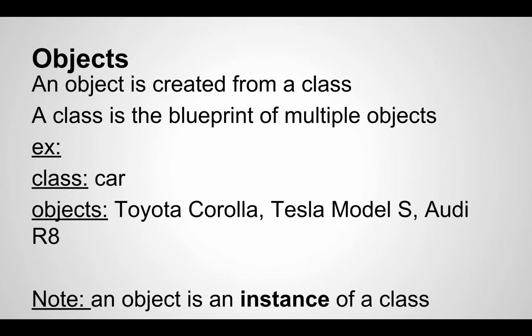Now, here is an example. The class called car. Different objects that have been instantiated from this car are the Toyota Corolla, the Tesla Model S, the Audi R8, and so on. As you can see, obviously all of these share common attributes and behaviors.